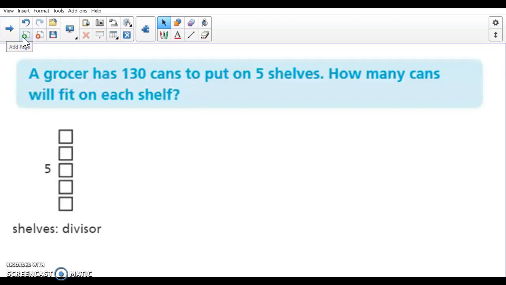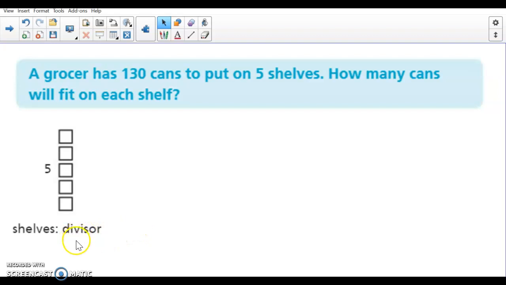This is not in your math journal. We want to look at a problem like this and see if we can visualize it and create a picture for it. So a grocer has 130 cans to put on 5 shelves. How many cans will fit on each shelf? We can start our idea here and say, here's our 5 shelves, and we're going to spread out evenly in equal groups 130 cans on each of those shelves.